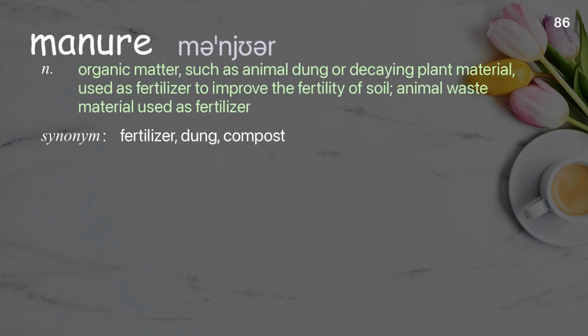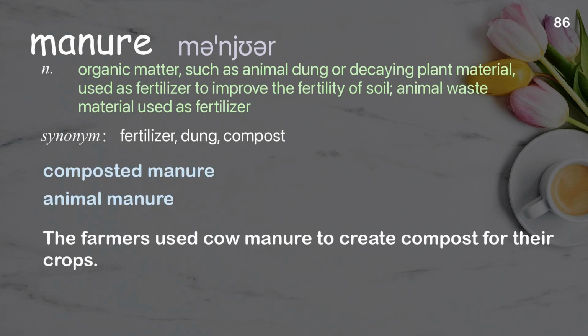Manure. Organic matter, such as animal dung or decaying plant material, used as fertilizer to improve the fertility of soil. Animal waste material used as fertilizer. Examples: Composted manure. Animal manure. The farmers used cow manure to create compost for their crops.